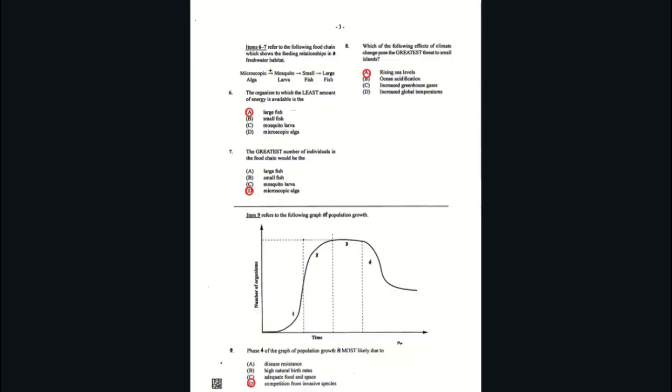So let's talk about questions 6 to 7. It basically refers to the following food chain, which shows the feeding relationships in a freshwater habitat. So we have microscopic algae to mosquito larva, small fish, large fish. So that's basically a simple food chain. So the organism to which the least amount of energy is available is going to be the large fish.